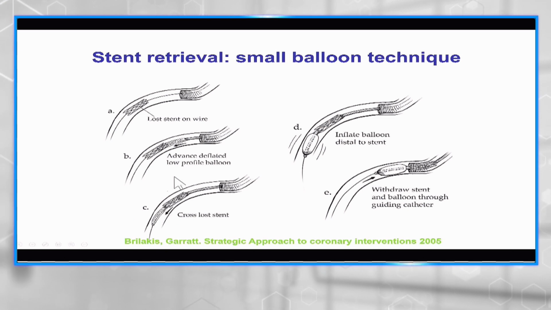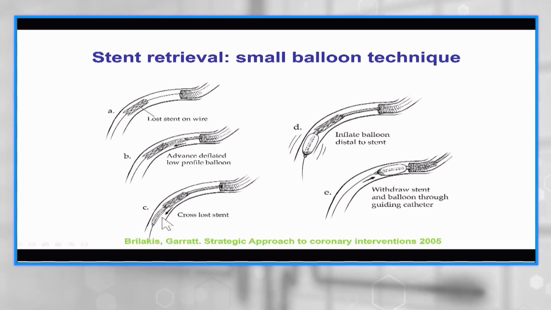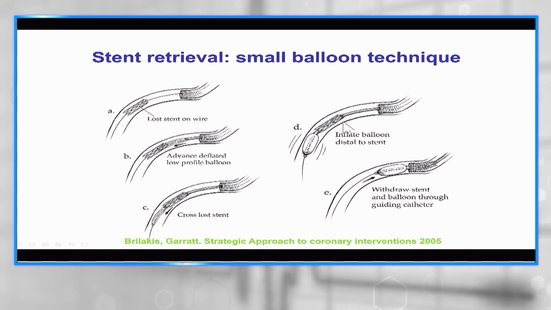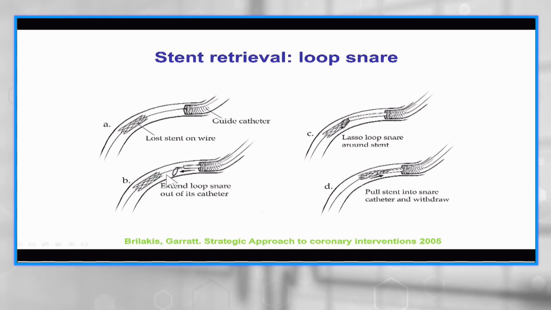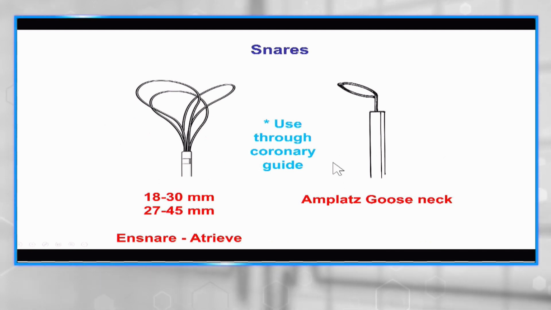The small balloon is the simplest technique for retrieving a lost stent. Push the small balloon through, inflate it, pull it back, and then sometimes this will come through. Sometimes, however, the stent may be so deformed that it may not be able to be pulled back into the guide catheter. Snares can also help, but be careful because if you pull too hard, you might injure the coronary vessel, and it is important to have those snares available in the cath lab.